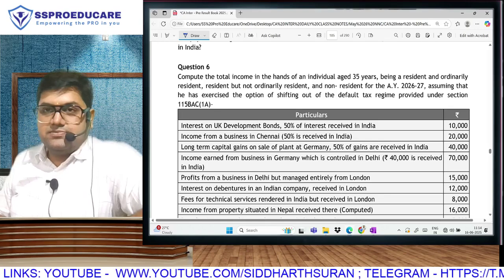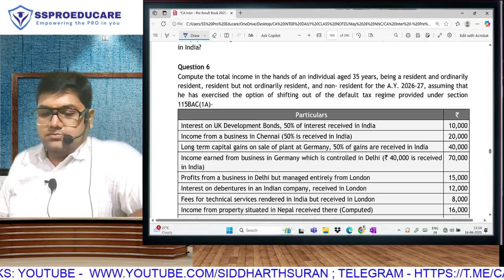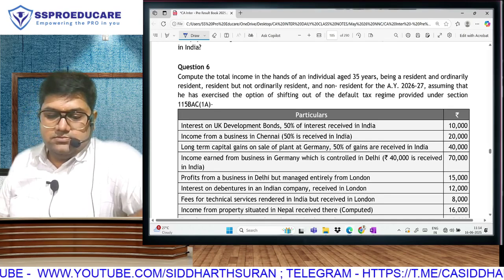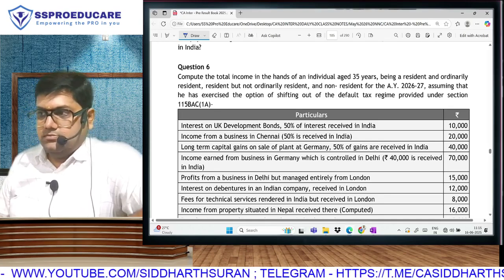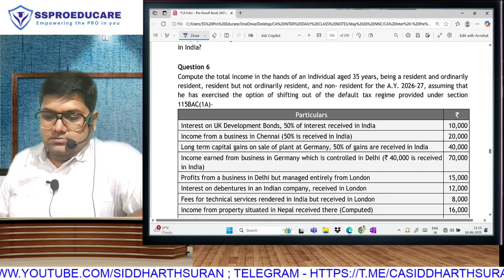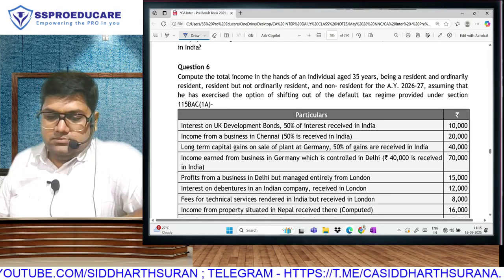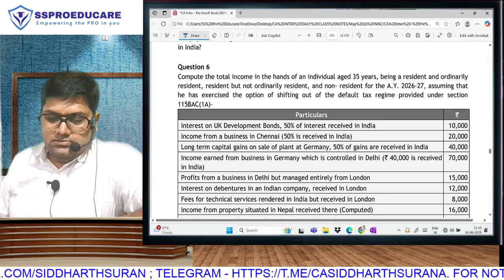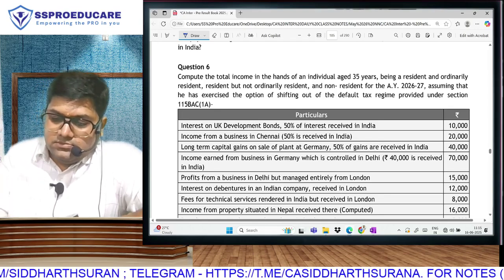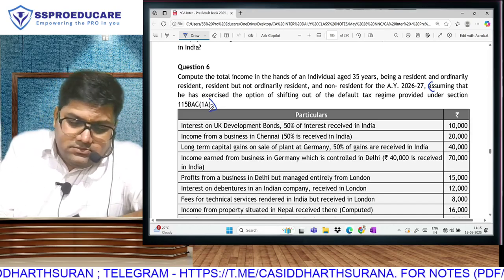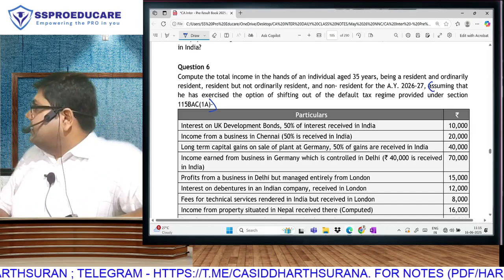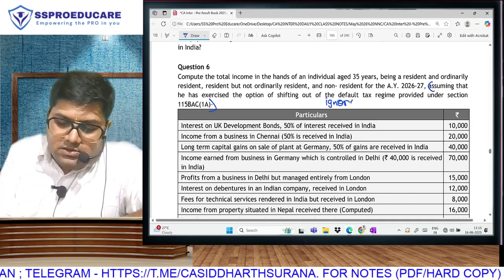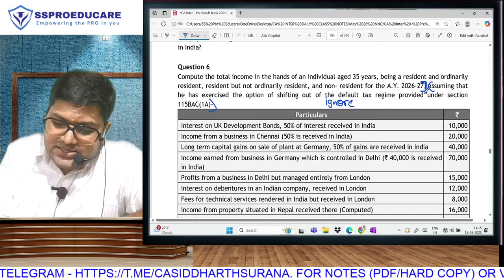Chalo, question 6. The total income in the hands of an individual aged 35 years, being a resident and ordinarily resident, resident but not ordinarily resident, and non-resident for the AY 2026-27. Assuming that he has exercised the option of opting out of the deferred tax regime provided under Section 115BAC. This part, opted out of the default tax regime. For now, you can ignore. You can say your question is getting over.